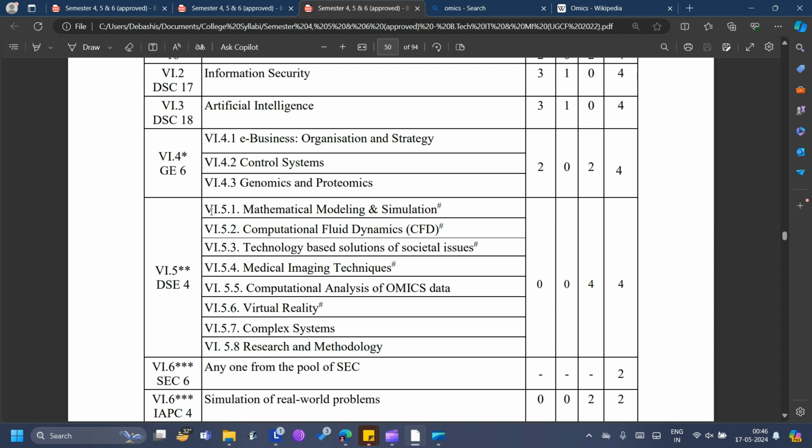For the DSEs, some of the things would be repeated from semester 4: mathematical modeling and simulation, computational fluid dynamics, technology based solutions of societal issues, medical imaging techniques, computational analysis of omics data. Now, what is omics? Omics is used to describe a set of fields which fall under biology or computational biology, such as genomics, proteomics, then metabolomics, there is something like this.